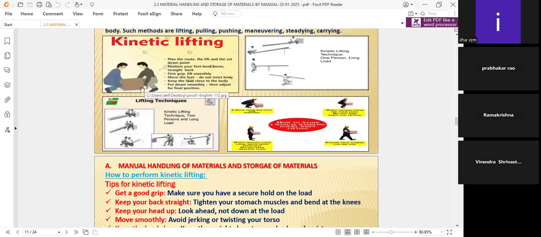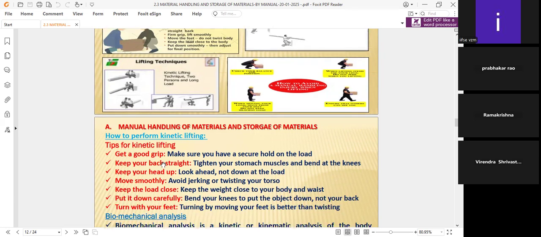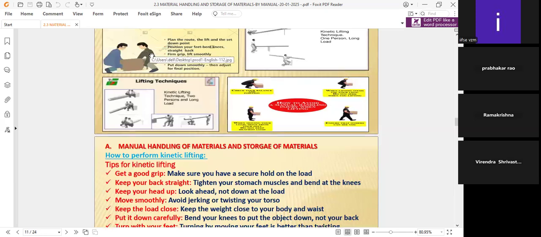You have to load on your hands while lifting from the ground. You have to see that a good grip is there. Not only fingers, only arm can be taken care of. That means hand, arm, and palm will be taken care of. Keep your back straight. There should not be a bend. It should be straight enough.